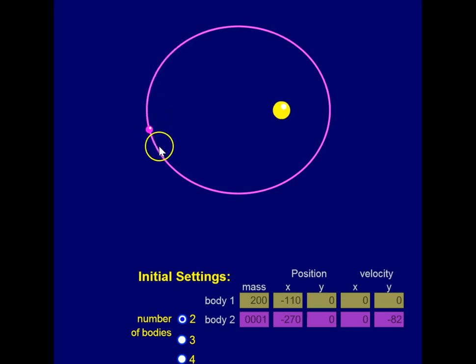As it gains kinetic energy over here, it will be losing gravitational potential energy. And as it moves further away, it's going to be gaining gravitational energy. But the total amount of mechanical energy remains constant.